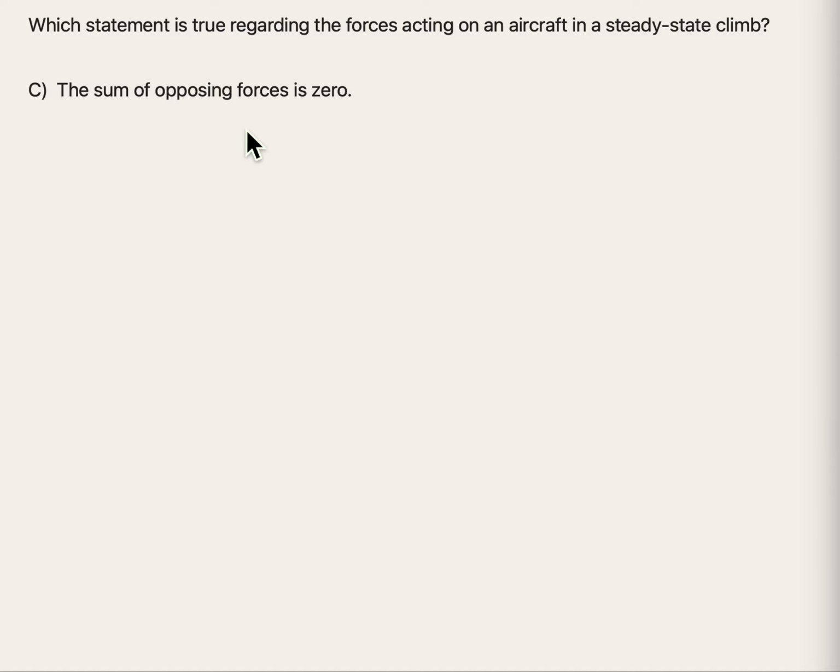Which statement is true regarding the forces acting on an aircraft in steady state climb? So if it's steady state climb, everything is 0. That's right. In steady flight, the sum of forces is 0, which is weight and lift and drag and thrust.